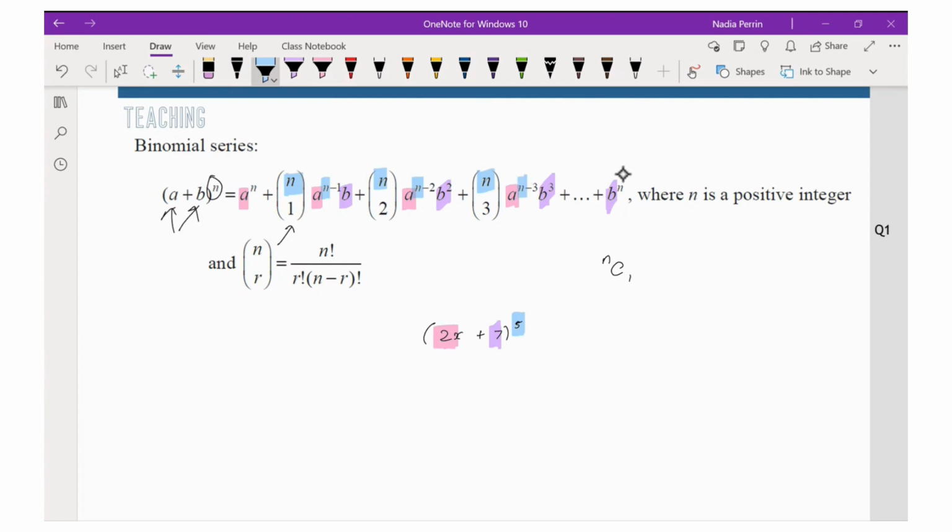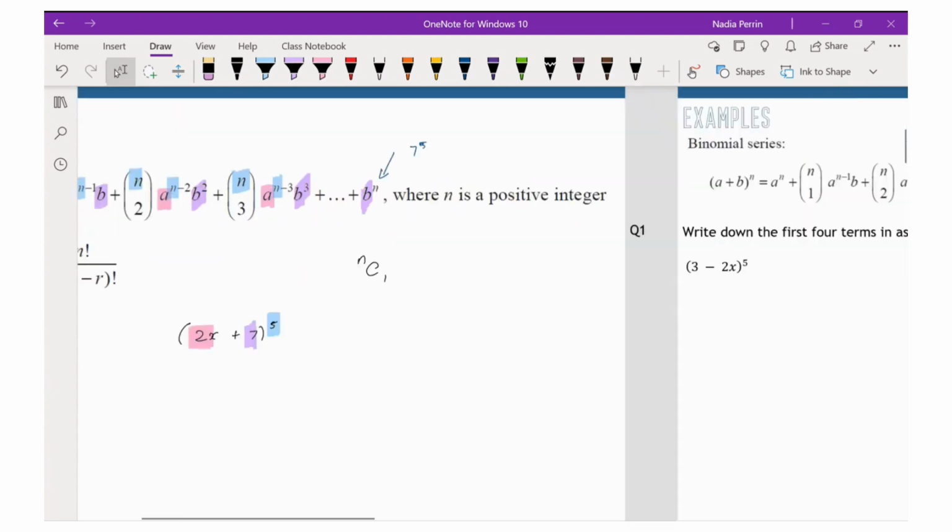There is an end point. The end point occurs when it's 7 to the power of 5. You won't keep going, but in the Cambridge exams, you'll find that they usually ask you to just find the first 2 or 3, so you don't have to usually do the whole thing anyway. So in saying that, let's have a look at an actual example.